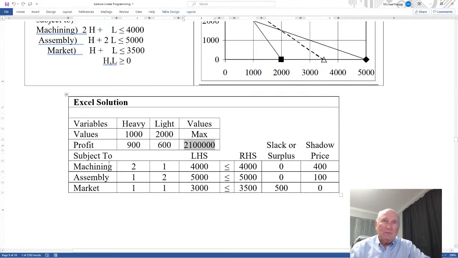Do you put it all in machining and make this 4,100? Do you put it all in assembly, 5,100? Do you put it 50-50, 60-40, 20-80? Where do you put it? Well, why do you put it? I want to put it to maximize my profitability.